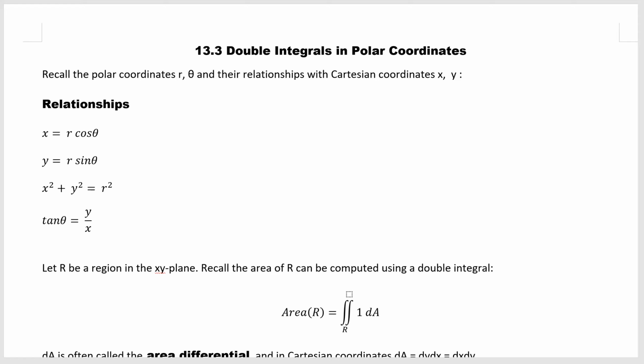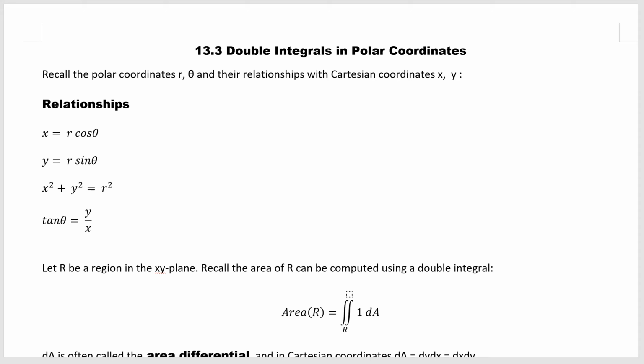If we have rectangle regions in the xy plane, then the boundaries for x and y are constants. But if the region R is not a rectangle, then we have one variable that's between two numbers, and the other variable is a function of that variable, okay? So today we're gonna look at the double integral in polar coordinates.